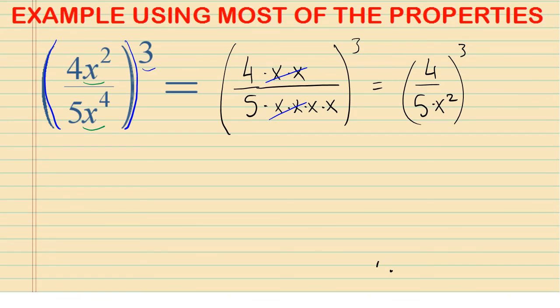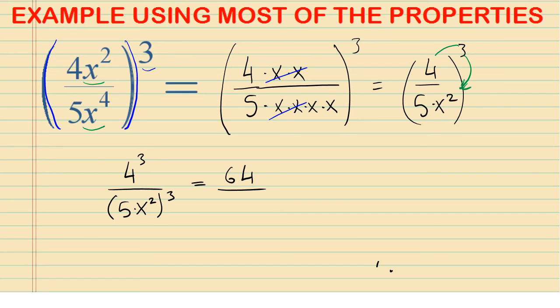Next, we are going to apply the exponent both to the numerator and to the denominator. Our numerator would be 4 to the third power, and the denominator would be 5x squared to the third power. I put the denominator into parentheses because there is more than one term. Now, the numerator 4 to the third power means 4 times 4 times 4.